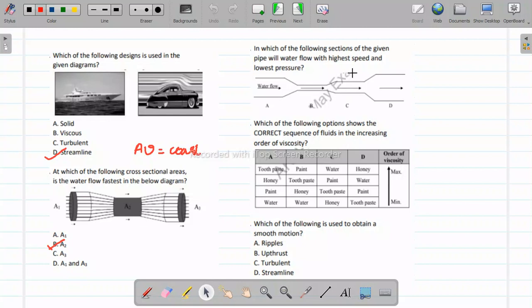Then in which of the following sections of the given pipes will water flow with highest speed and lowest pressure? Highest speed सबसे ज्यादा तब होगी जब area सबसे कम होगा. What do you think? Option B needs to be the correct option.